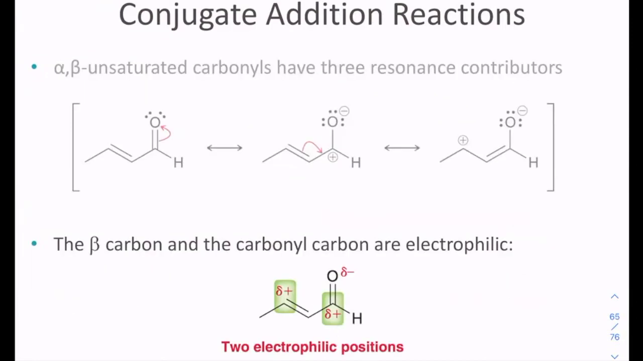So if we look at those resonance structures, we see that we have an electrophilic site here at the beta and also here at the carbonyl position. Both can be electrophilic sites when we have a good nucleophile. And so let's talk about how we're going to have the reactions happen preferentially at either of those sites.